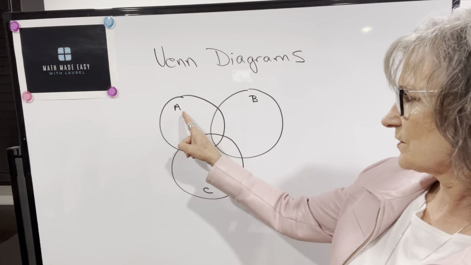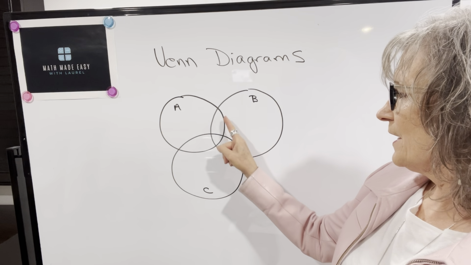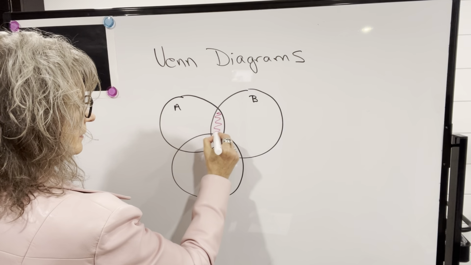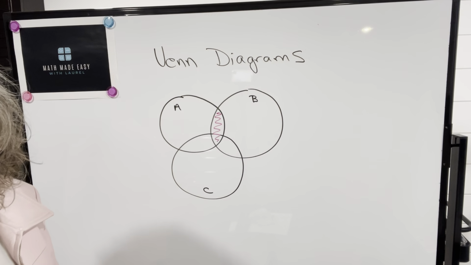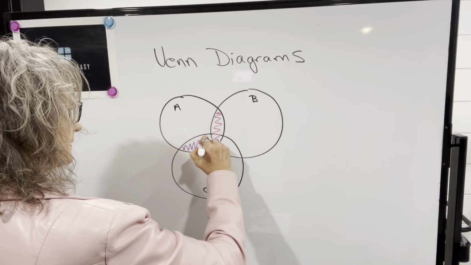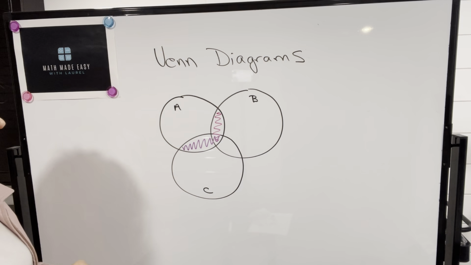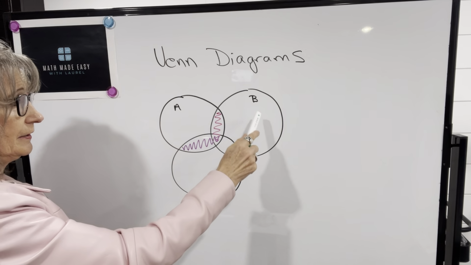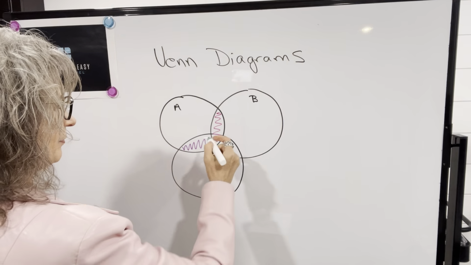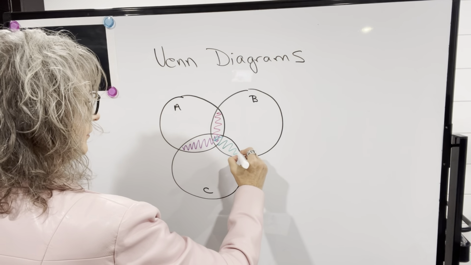So if we looked at just the two circles A and B, their intersection would be this part. If we were to look at circle A and C, the elements that are in both of them, or the intersection, would be this portion. And if we were to look at the categories of B and C, and the elements in those would overlap in this area.